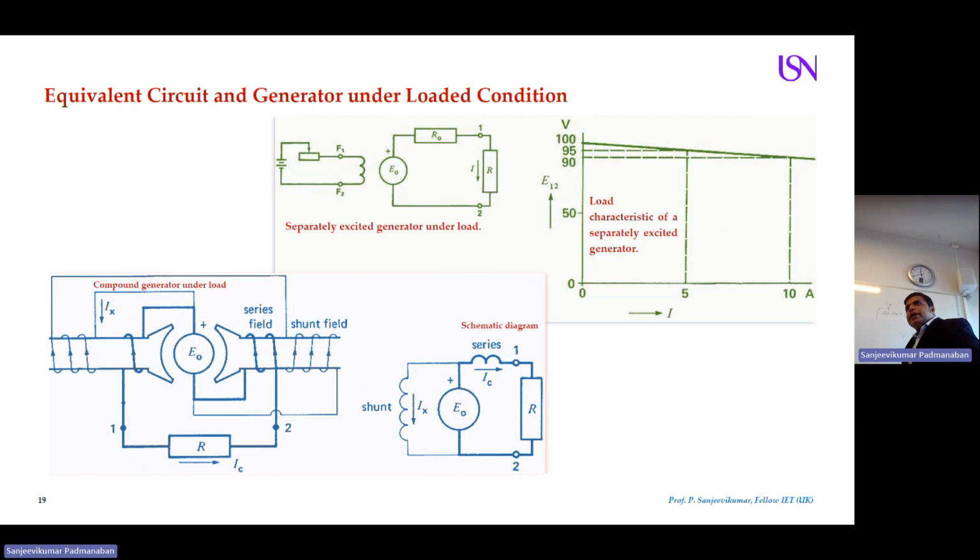Under loaded condition, when you load the machine, your voltage will not be 100. It will be a 5 volt drop. You get 95. So these are the characteristics. You can have a look from 100, sometimes 95, sometimes 90. So this is like for a series motor. This is for shunt motor, and this can be for an ideal compound motor. So 3 different characteristics are shown here.